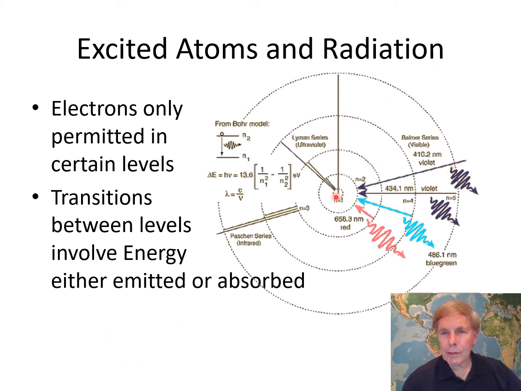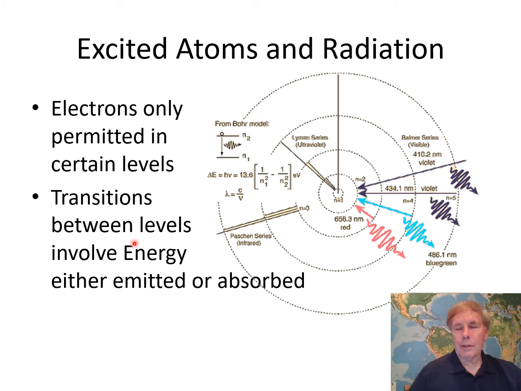Here we have the nucleus right here in the center. These things right here are energy levels. They're numbered 1, 2, 3, 4, 5. And here's the quantum secrets that you need to know. Electrons are only permitted in certain levels. That means you can never find an electron between this level and that one. They have to be on the levels themselves.